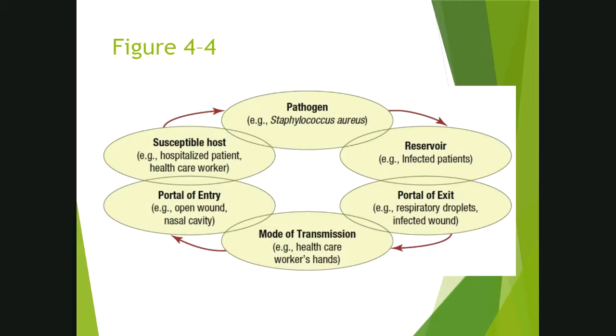So we're going to start looking at the chain of infection. The chain of infection starts with a pathogen, so Staph aureus in this case, then a reservoir. This would be whoever is hosting the infection, so the infected patient. Then we get the portal of exit. The portal of exit is how the bacteria or virus gets out of the patient, so respiratory droplets.